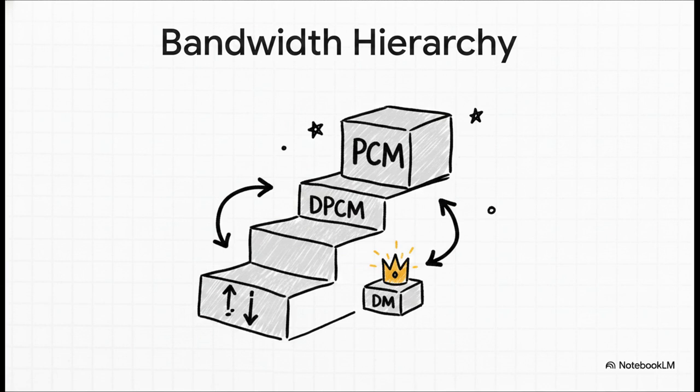Literally, it just asks, did the signal go up or down? Since n is just 1 in delta modulation, its bandwidth requirement is merely f sub s divided by 2. If an exam question asks for the lowest bandwidth requirement, your answer should instantly be delta modulation.